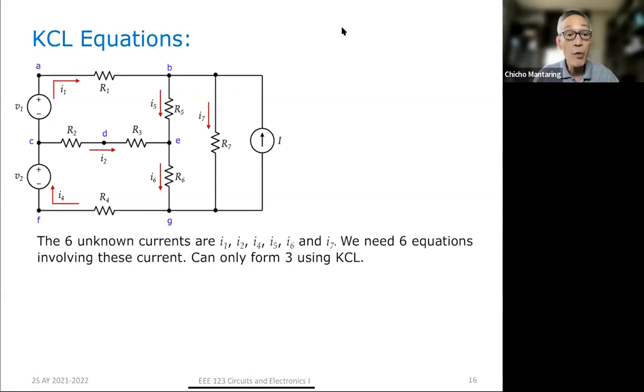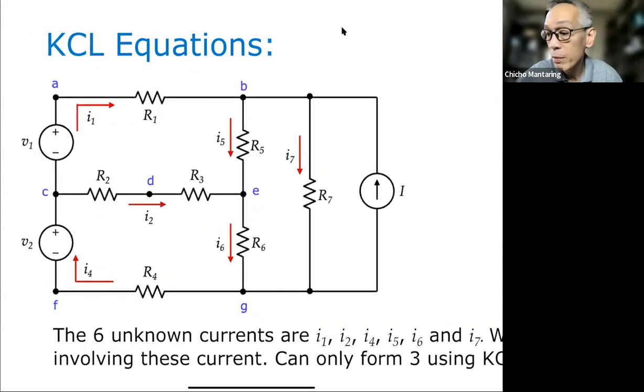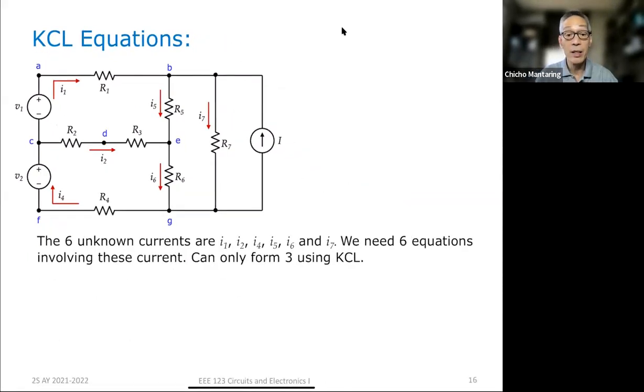So I label them I1, I2, no? Yung I3, hindi na, because I2 and I3 are the same. Then I have I4, then I5, I6, and I7. So those are 6 unknowns.